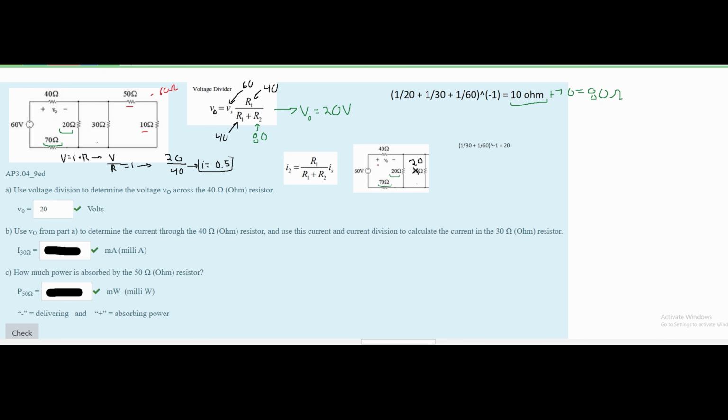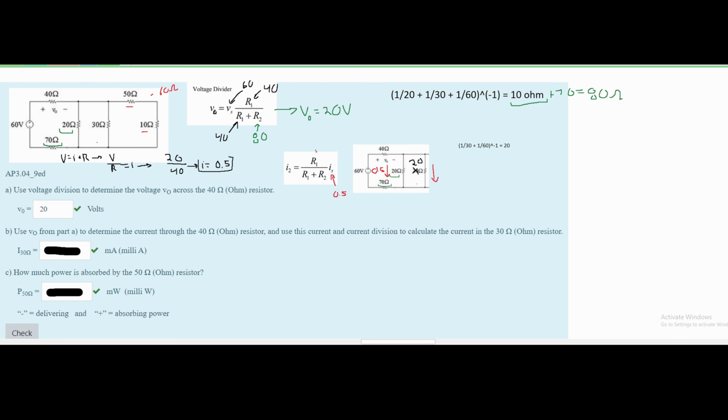So that means the current flowing through our 20 ohm resistor, since it's the same as our 40 ohm resistor because they are in series, is 0.5 amps. We can use this to define the current flowing through this part right here. Our I_S is 0.5, this is the current going in our system.